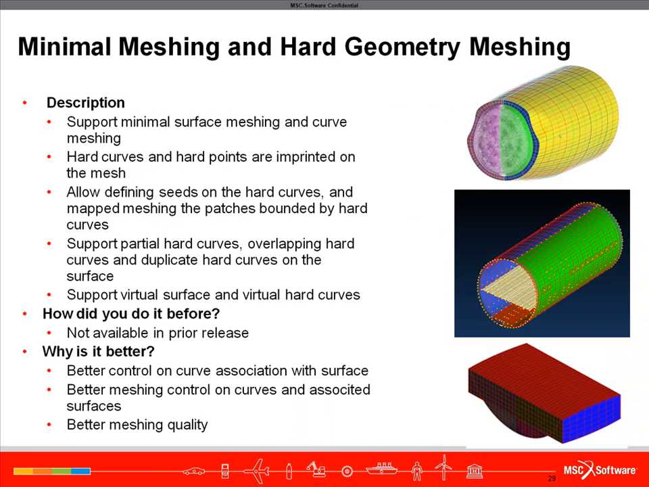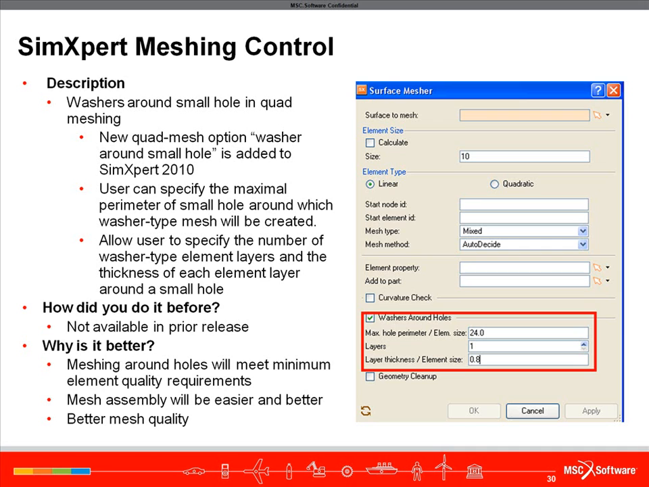Minimal meshing and hard geometry meshing is now supported in this new release, and hard curves and hard points are now imprinted on the mesh, as you can see on these images on the right. We also support virtual surfaces and virtual hard curves. Clearly the advantage is better control on curve association with surfaces and much better mesh quality with these features.